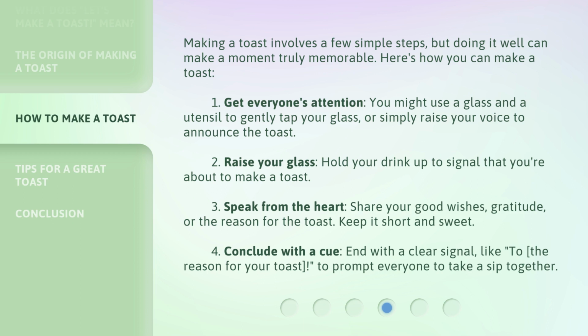2. Raise your glass. Hold your drink up to signal that you're about to make a toast. 3. Speak from the heart. Share your good wishes, gratitude, or the reason for the toast. Keep it short and sweet. 4. Conclude with a cue. End with a clear signal, like "To," followed by the reason for your toast, to prompt everyone to take a sip together.